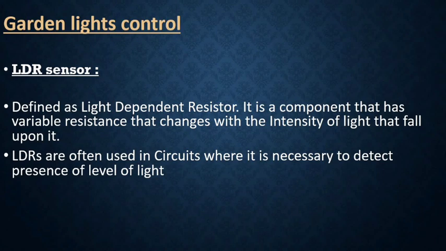What is an LDR sensor? It is defined as a light dependent resistor. It is a component that has variable resistance that changes with the intensity of light that falls upon it. LDRs are often used in circuits wherever it is necessary to detect the presence or level of light.